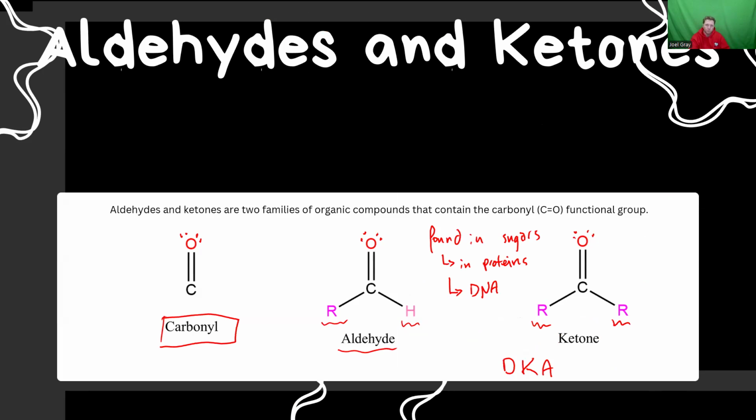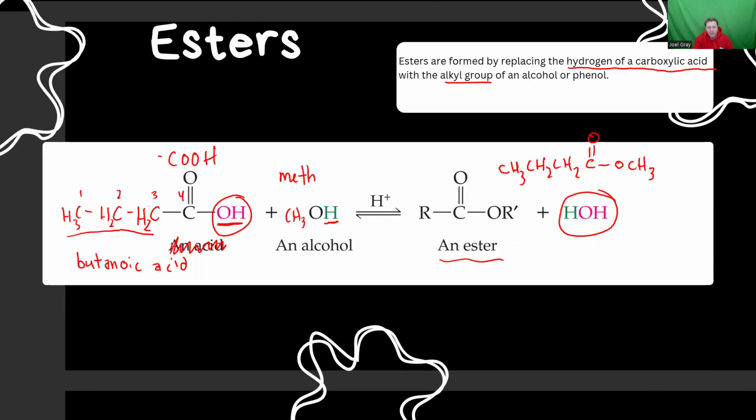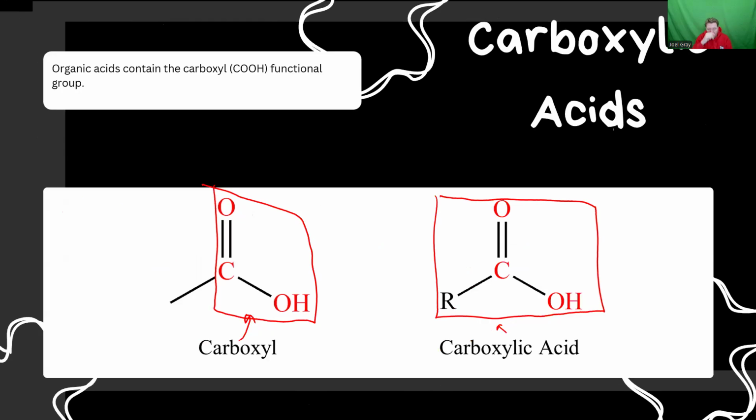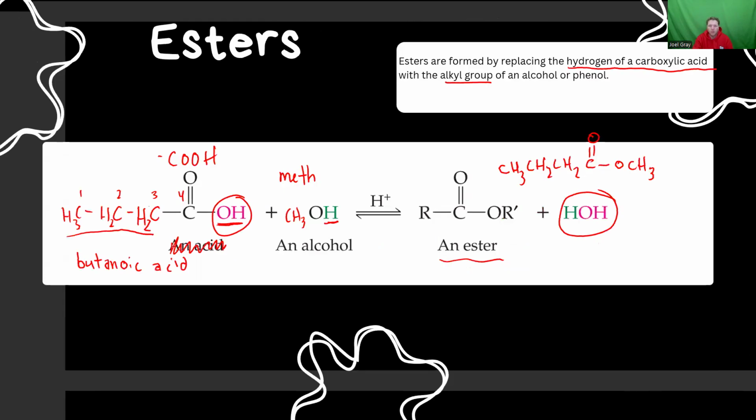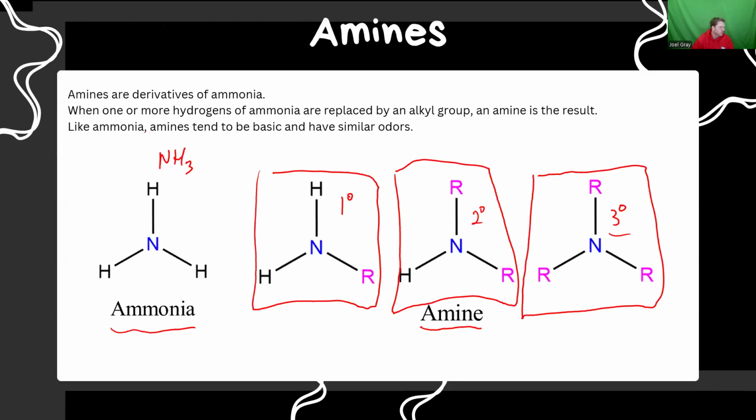These have a carbonyl group, a carbon with a double bonded oxygen. That carbonyl group is found in your aldehydes and your ketones. It's also found in a carboxylic acid as well as an ester. Carboxylic acid is a compound that will react with lots of different things. If a carboxylic acid reacts with an alcohol, we're going to form an ester, and esters have great smells. If a carboxylic acid reacts with an amine, we're going to form an amide.